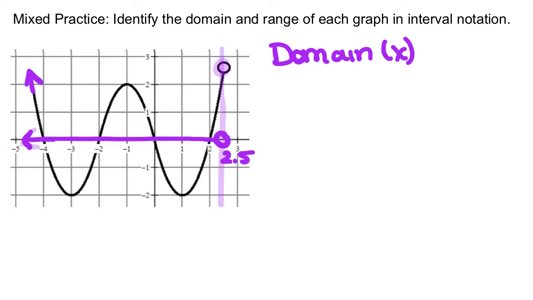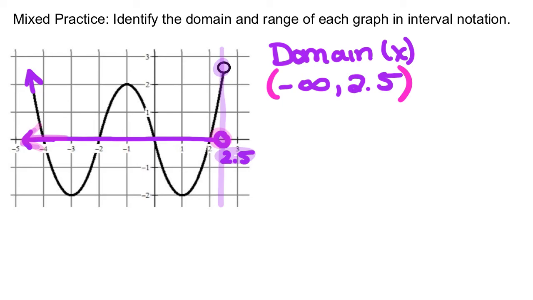So since it starts by extending with an arrow to the left, it's getting smaller and more negative. So it's -infinity to that 2.5 value. And since I'm using an arrow to extend forever to the left, I'm going to have a parentheses. And since I have an open circle at 2.5, I would use a parentheses as well because it doesn't include the 2.5.